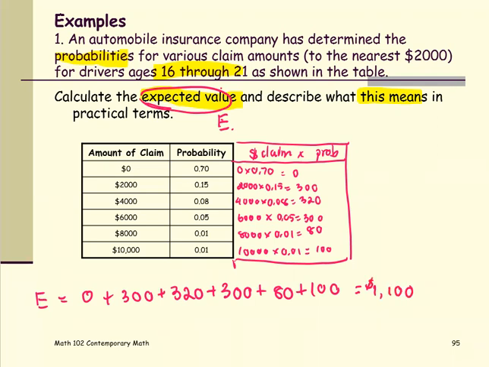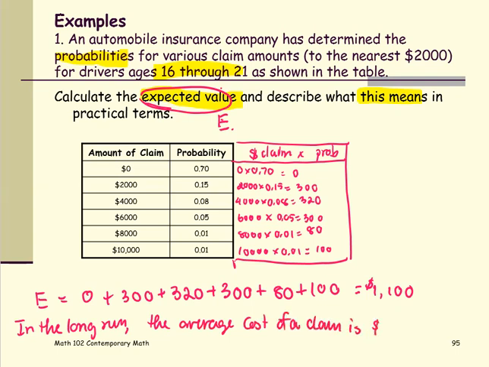What does it mean? We can use this number to explain in practical terms that in the long run, the average cost of a claim is $1,100, which is the very least the insurance company should charge to break even.